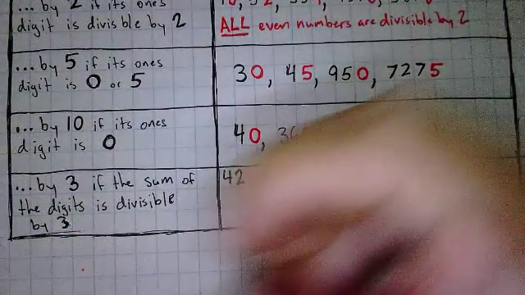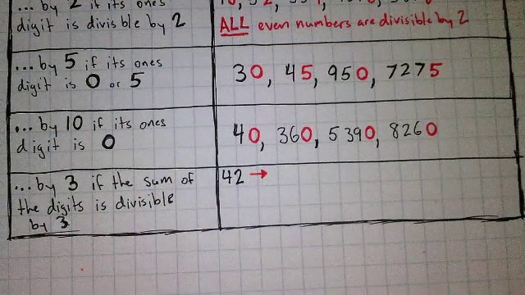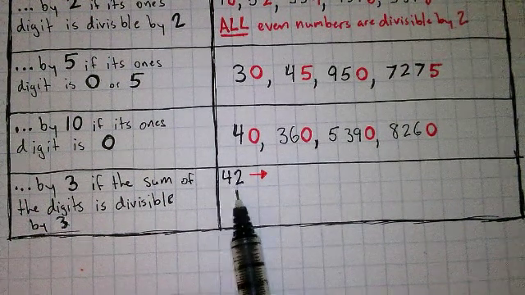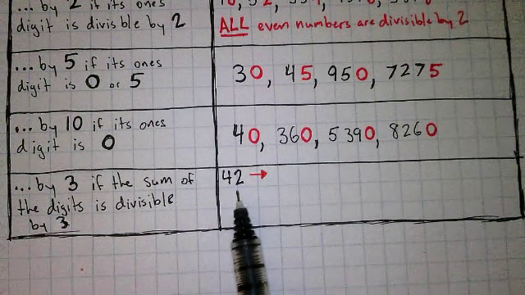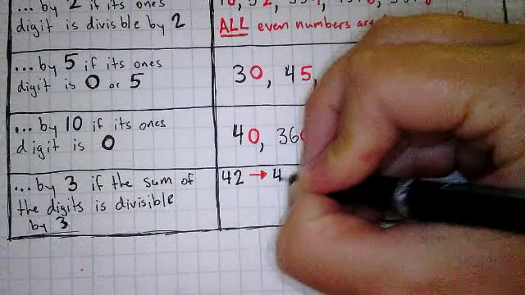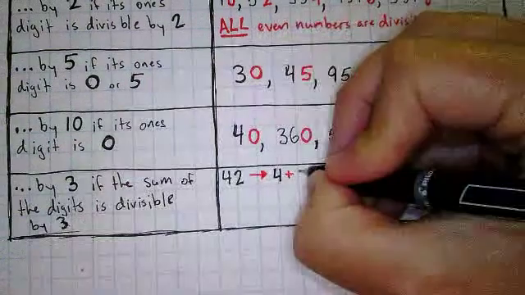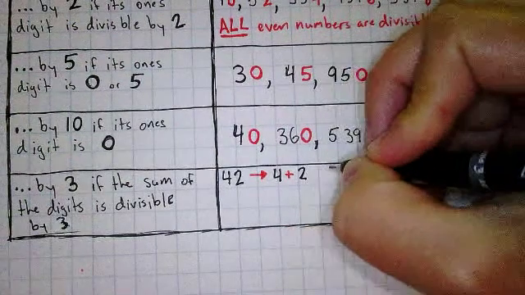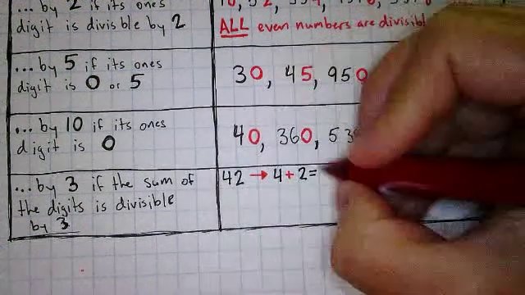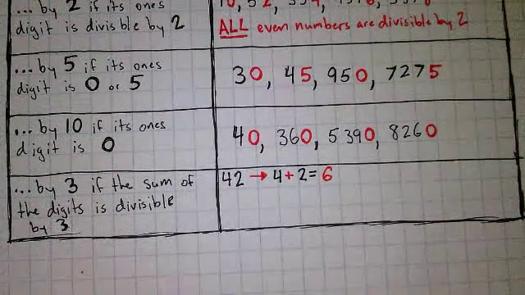I'm going to start with the number 42. So what I'm going to do to see if it's divisible by 3, I'm going to take the 2 digits of this number. What are the 2 digits in 42? 4 and 2. I'm going to take them and I'm going to add them together. Okay? And I get 4 plus 2 equals? And what does 4 plus 2 equal? 6. Now, is 6 divisible by 3? Can 3 fit into 6 evenly?